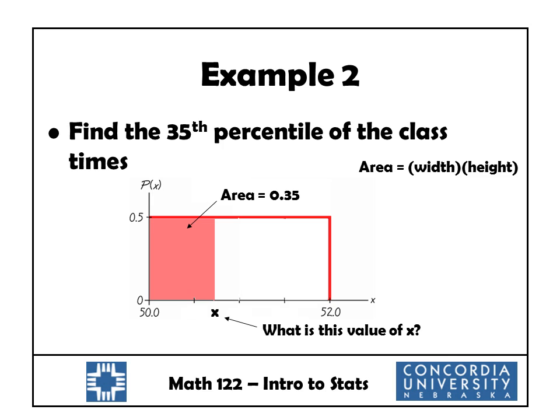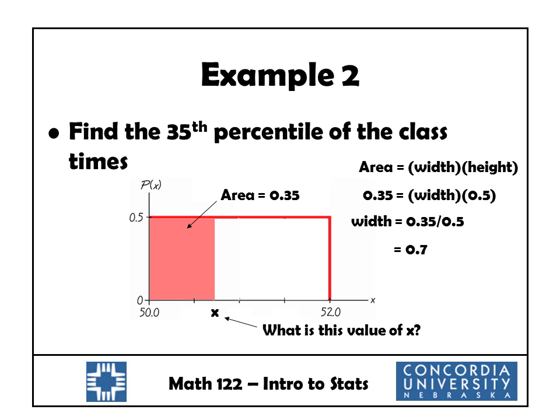Well, the area of that rectangle is just the height times the width. The area is 0.35. The height is 0.5. Let's find the width of that. We can find the width doing some simple algebra. Just divide both sides of that equation by 0.5, do that arithmetic, and we get a width of 0.7. Now that's not the x value, that is the width of that rectangle.